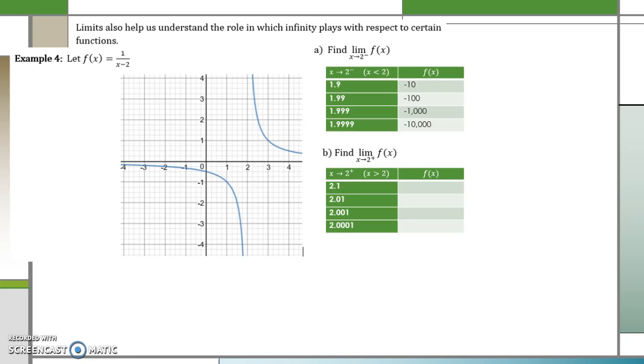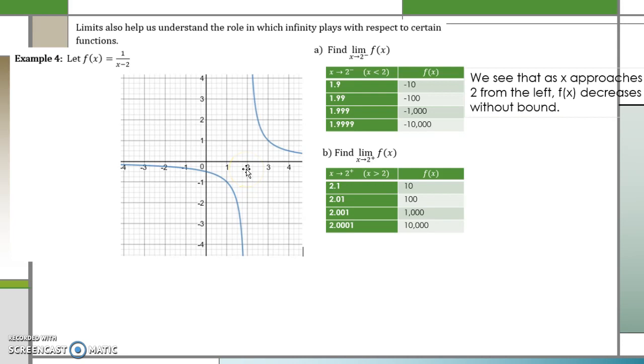So when we plug them into our equation, we end up with negative 10, negative 100, negative 1,000, negative 10,000. Well, they're sure not all going to the same number, that's for sure. But let's see what happens when we approach 2 from the right. So numbers that are slightly larger than 2, and we're plugging them in. We end up with 10, 100, 1,000, and 10,000. Well, this makes sense as we're seeing what happens at 2 here.